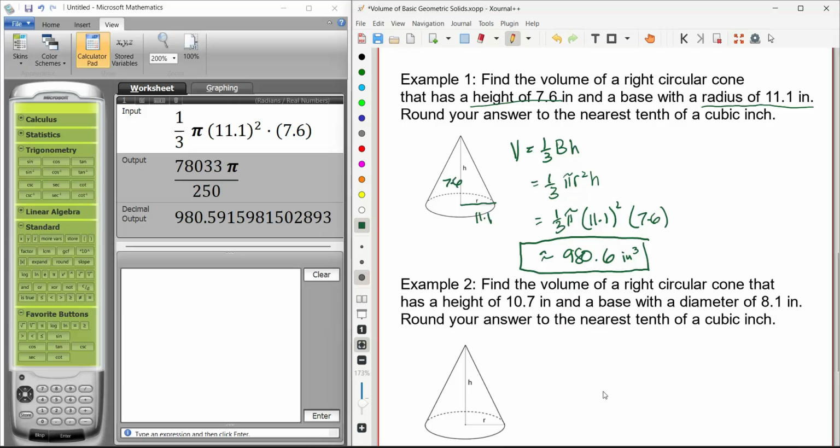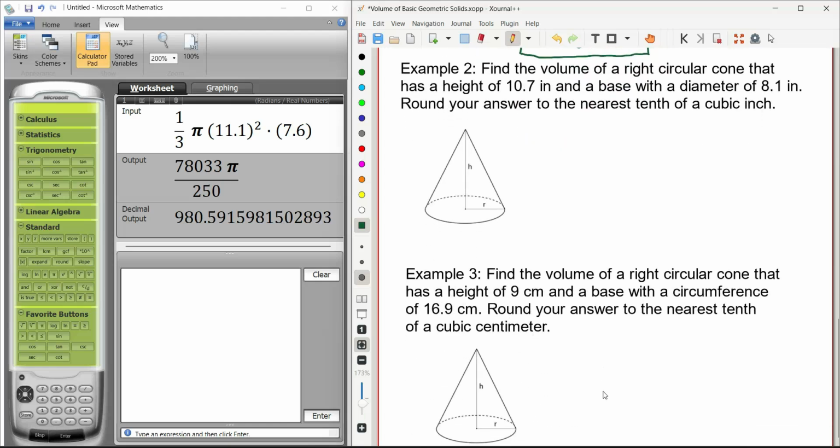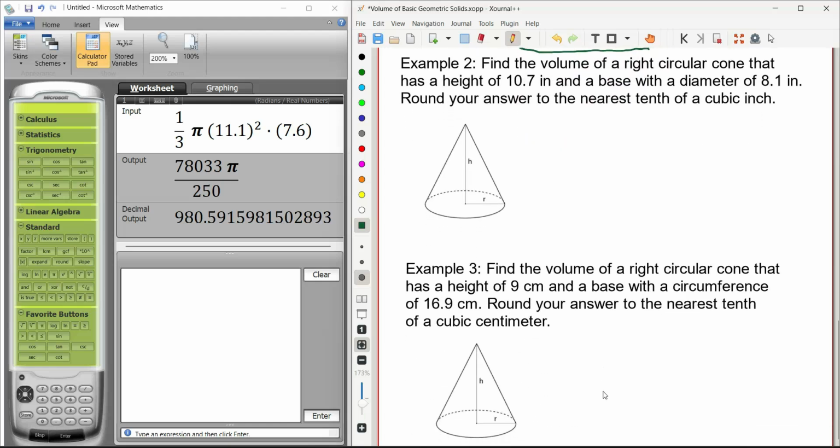All right, let's go to the next one. Find the volume of a right circular cone that has a height of 10.7. Okay, that's this one, 10.7. And then the diameter is 8.1. So that's the diameter, 8.1. All right. So again, let's start with the volume formula. This is a cone, so that means 1/3 times capital letter B times the height. B means area of the base, and since the base is a circle, we will use the formula pi r squared for that, and then h.